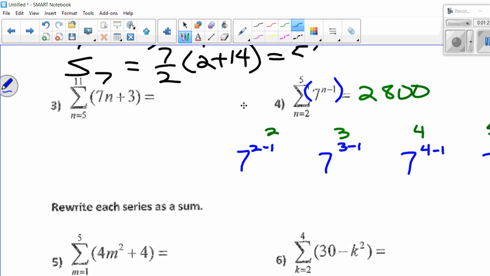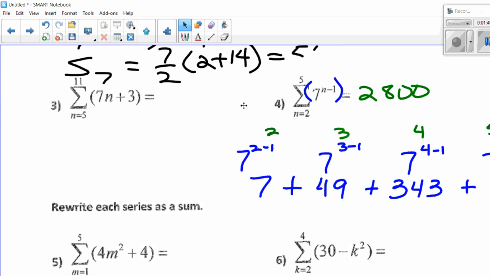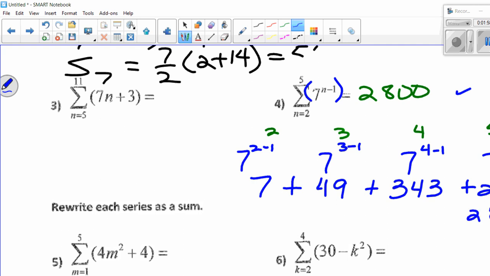All right, so this would be 7 plus 7 squared, so that would be 49, plus 7 to the third power, so 343, plus 7 to the fourth power, and that would be 2401. Okay, and I just add them all up, and I get 2,800.